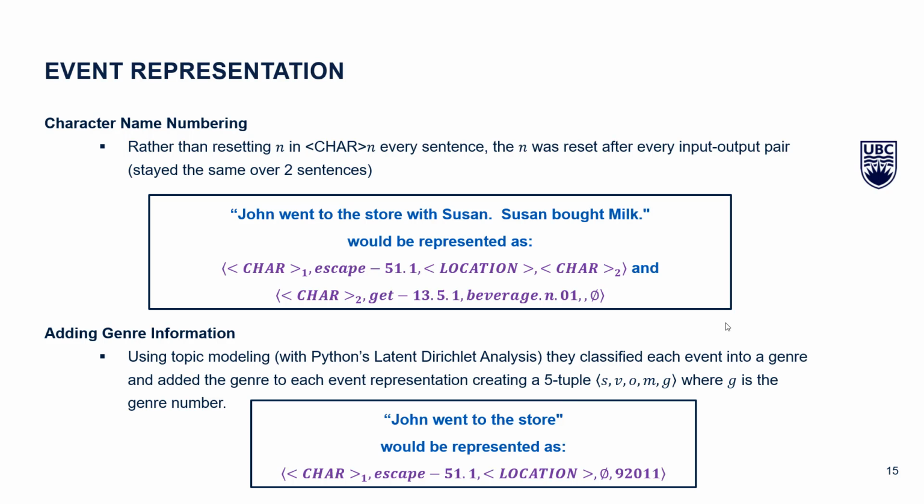And finally, we have adding genre information. So they used topic modeling with some Python, and they classified each event into a genre and added the genre to each event representation, creating a 5-tuple with subject, verb, object, modifier, and genre. So that way it would look like John went to the store, we have char, escape, location, empty, and then we have a genre number at the end there.